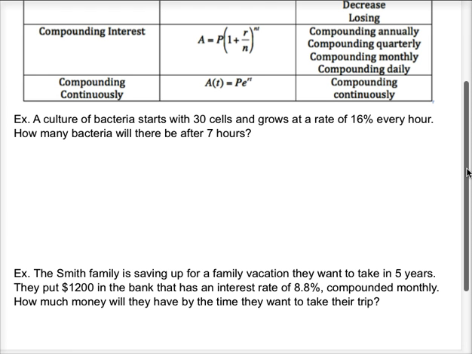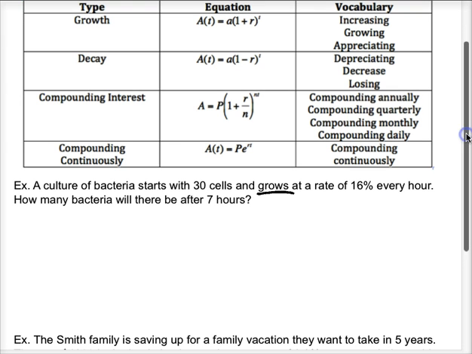equations we've been doing. So our first example, a culture of bacteria starts with 30 cells and grows at a rate of 16% every hour. How many bacteria will there be after 7 hours? All right, well, the word that sticks out to me is grows, okay? We're talking about a growing population. And that seems very familiar to our growth equation. All right? So once I picked out that we have a growth equation, and again, I can tell by the vocabulary grow, let's start looking for all of those pieces.